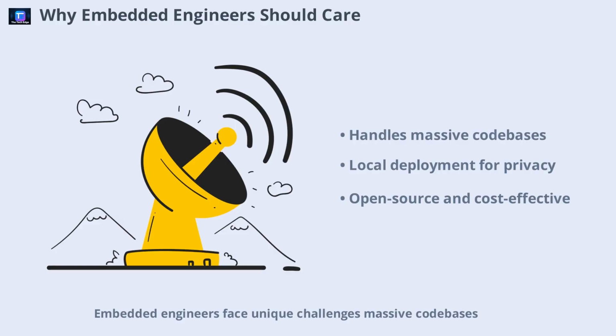Embedded engineers face unique challenges: massive code bases, the need to understand both high-level architecture and low-level hardware, strict privacy requirements, and tight budgets. GLM 4.6 checks every box. A 200K context window, strong C/C++ generation, local deployment options, and open-source weights for customization. At 1/7 the cost of comparable cloud models, it's a compelling choice for anyone working in embedded systems, IoT, or firmware development.